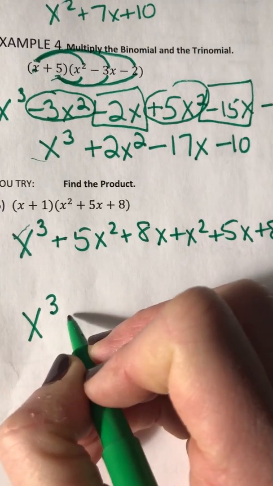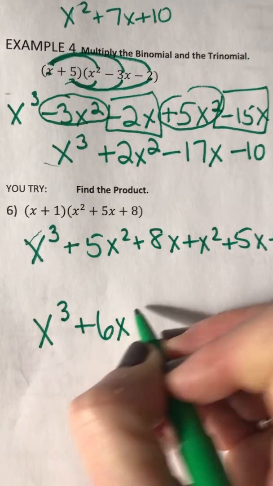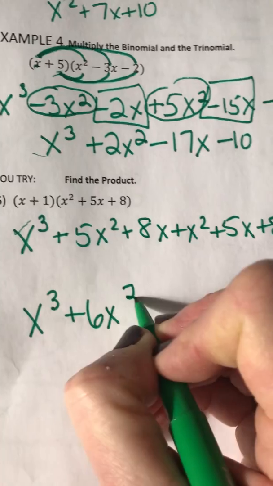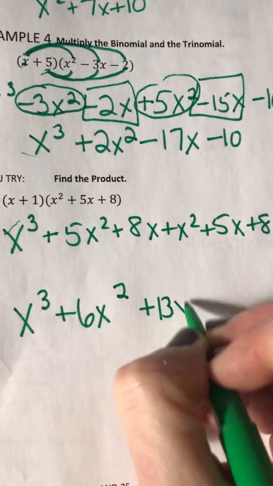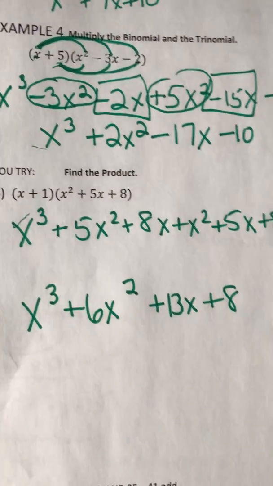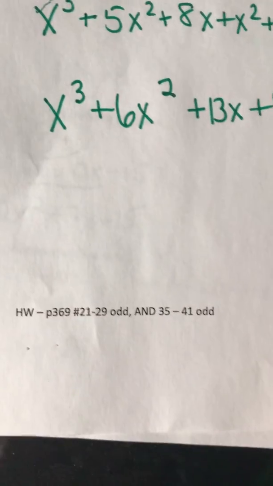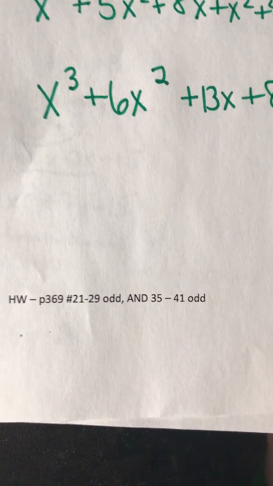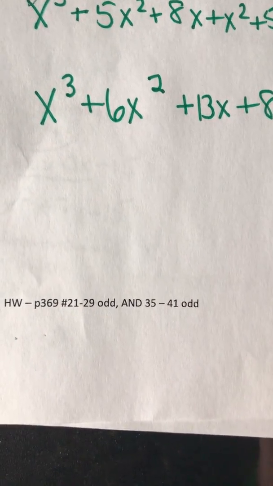So if you're back with me, you can see your final answer is x cubed plus 6x squared plus 13x plus 8. So here's the homework assignment. Perhaps you want to take a picture of the book itself, but please work on that homework assignment.